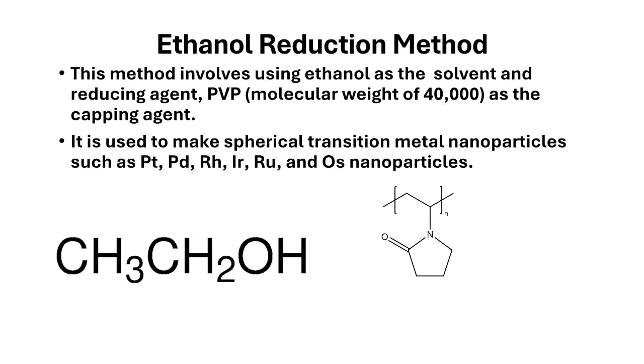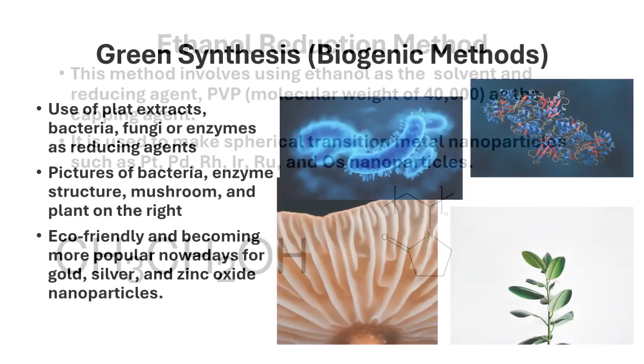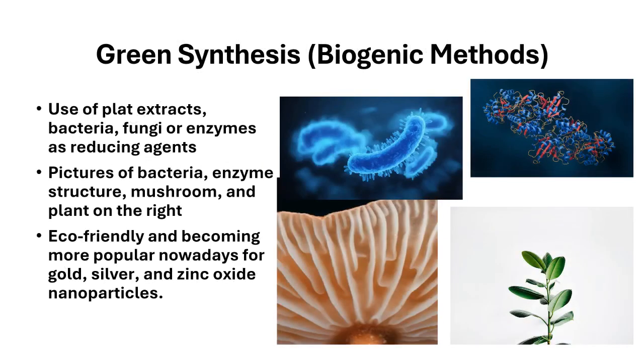The ethanol reduction method is used for synthesis of small spherical palladium or platinum nanoparticles, as well as other transition metal nanoparticles. In this method, PVP, molecular weight of 40,000, is added to doubly deionized water. When the solution begins to reflux, ethanol is added as the reducing agent, and this results in a dark brown nanoparticle solution being formed.